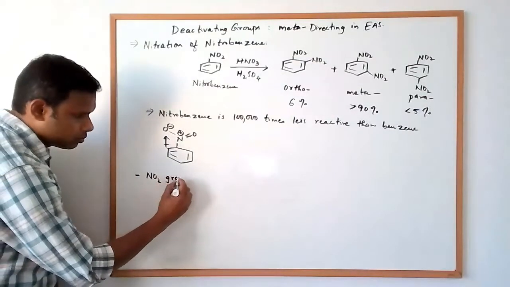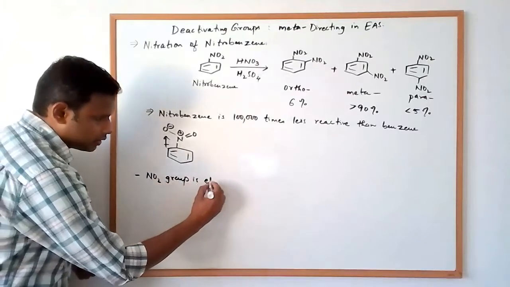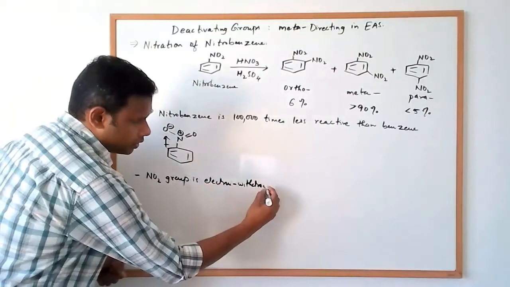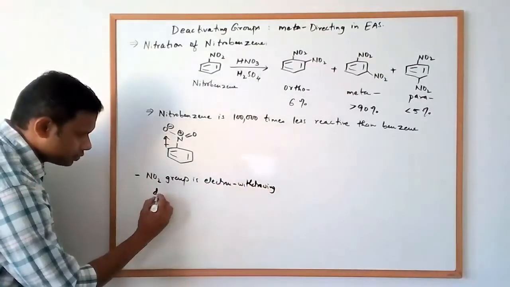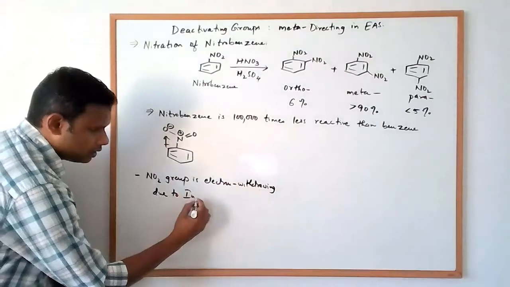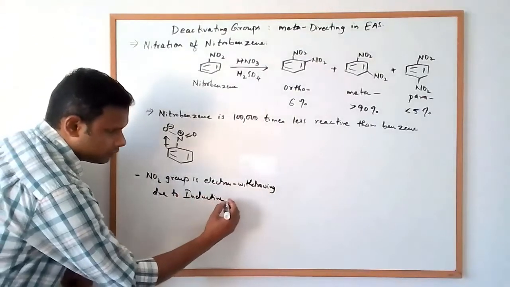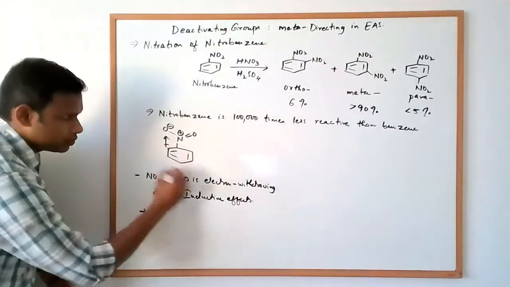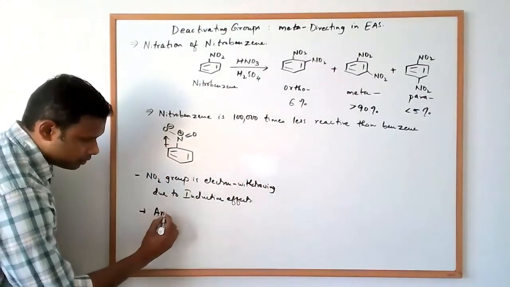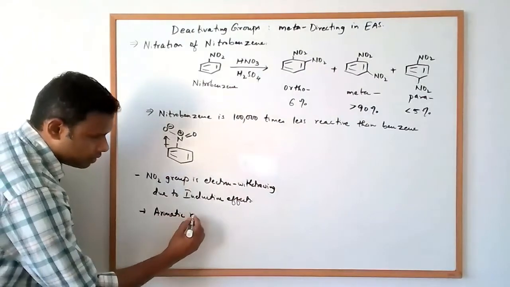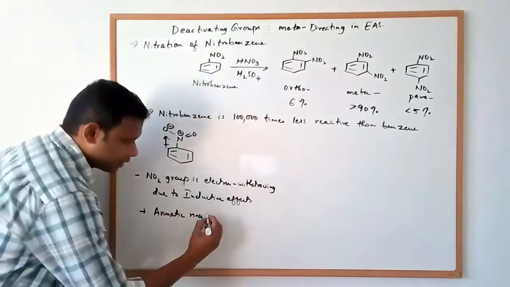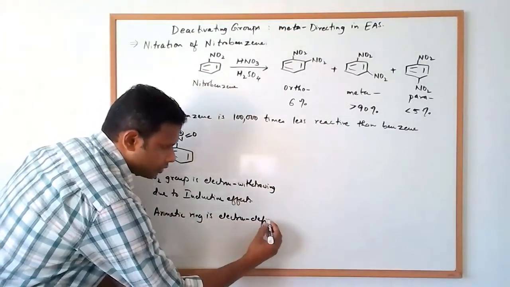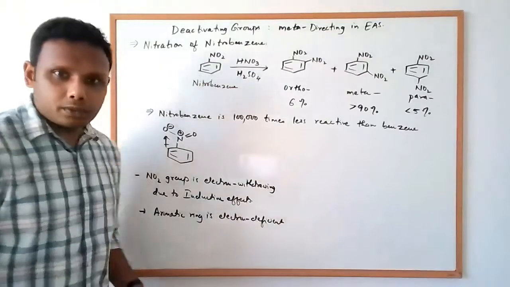So the nitro group is electron withdrawing due to inductive effects, which means it's going to make the aromatic ring electron deficient.